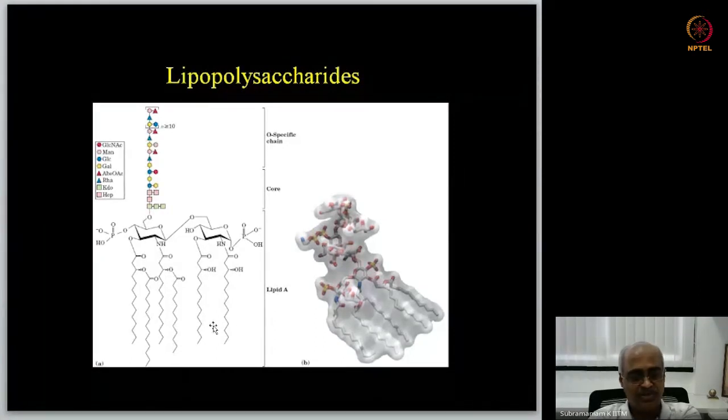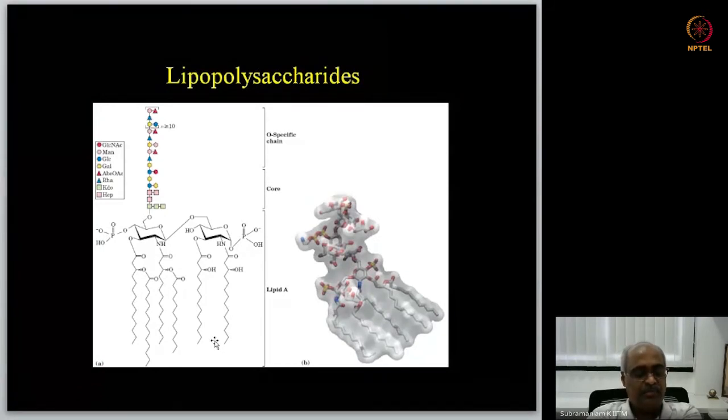So these are components, just like the peptidoglycans that we saw, of bacterial cell walls. They are primarily present in gram-negative bacteria like E. coli, which is commonly used in the lab. And certain strains of E. coli are pathogenic as well. So they have this in their cell wall. This is a space filling model of the lipopolysaccharide, in which the sixth one is not visible in this orientation. So this is the structure of lipopolysaccharides.